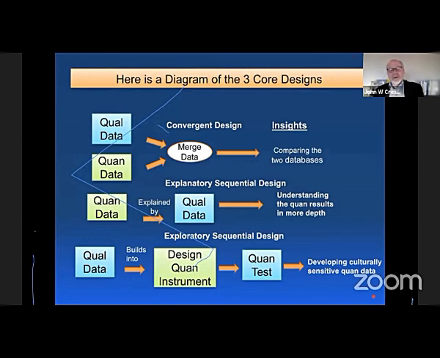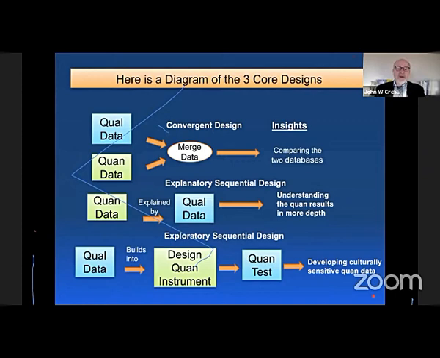That's the same in Japan too. We can't just drop in some of the Western instruments into Japan. We need to think about how people respond personally to issues and then revise our instruments. So these are the three core designs.